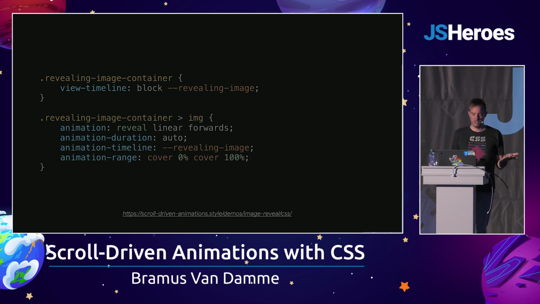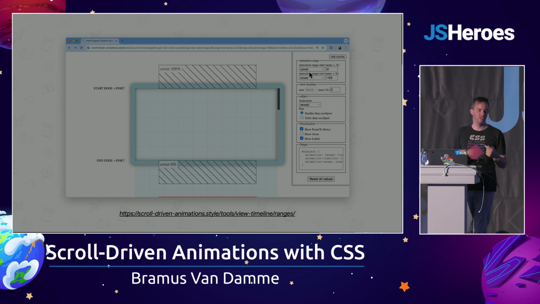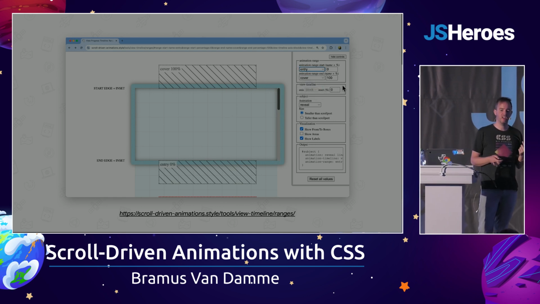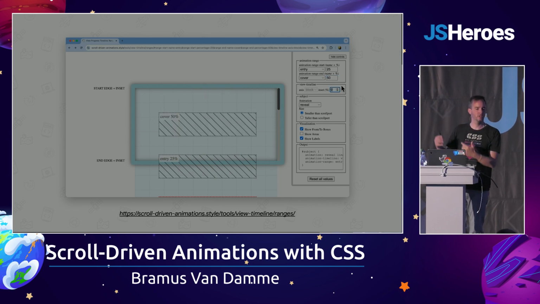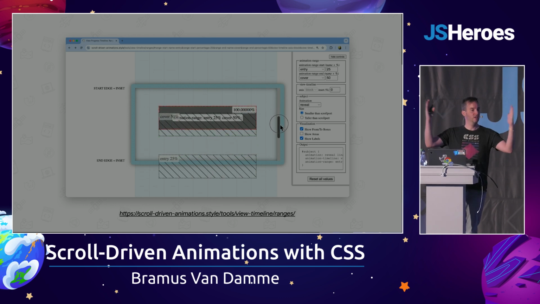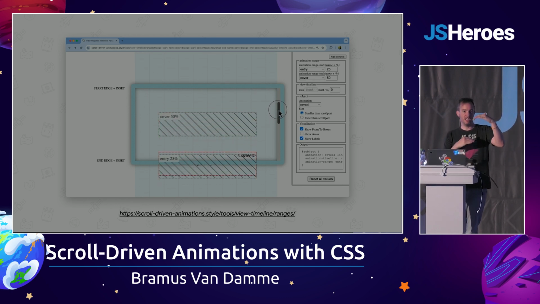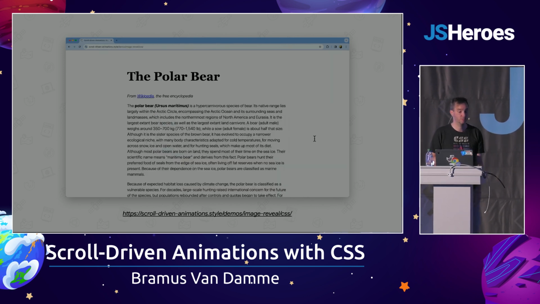So by default, we have cover 0%, cover 100%. We want to change that, and I want to change it to entry 25%, cover 50%. You might be like, what are you saying? Again, let's go to my visualizer. Entry 25% will be when the image has partially entered the scroll port. And then cover 50%, that is the final position. So it will unclip itself as it's going from partially having entered to being at the very center of the screen. And I think this is pretty cool.